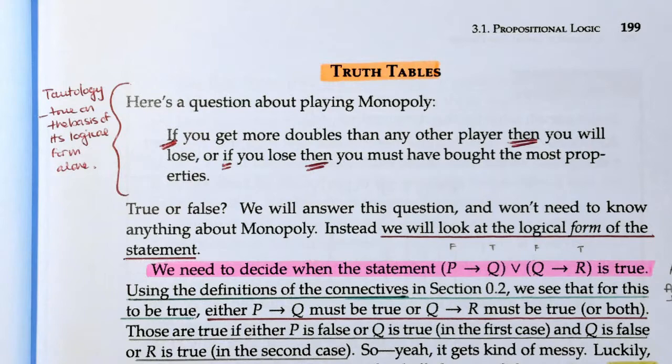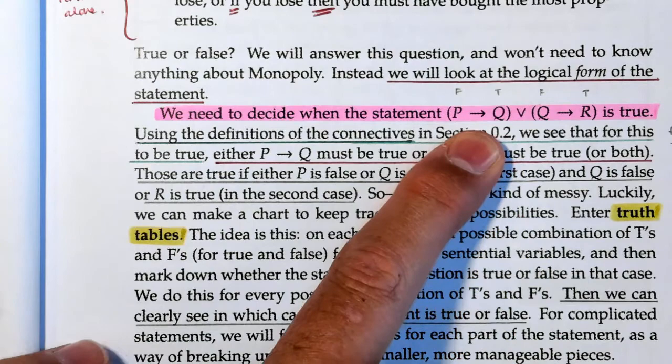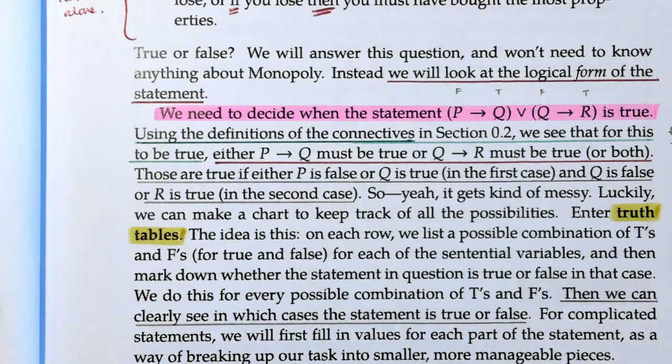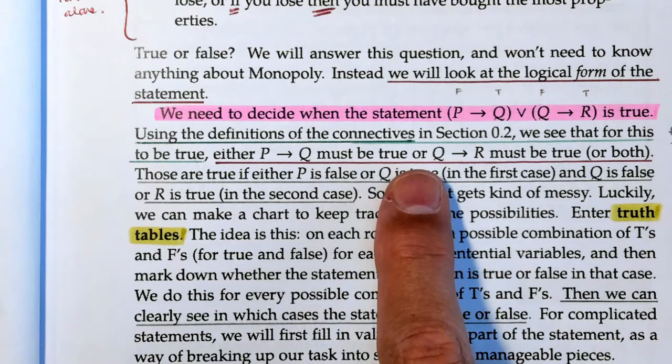Instead, what he looks at is the logical form of the argument. He says, we need to decide whether the statement, if P then Q, or, if Q then R, is true. Using the definitions of connectives that you studied before, we see that for this to be true, either P then Q must be true, or, that symbol remember represents or, Q then R must be true, or both. That's the or symbol. This is true or that is true or both of them are true.